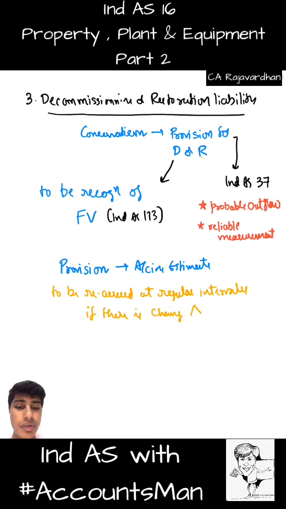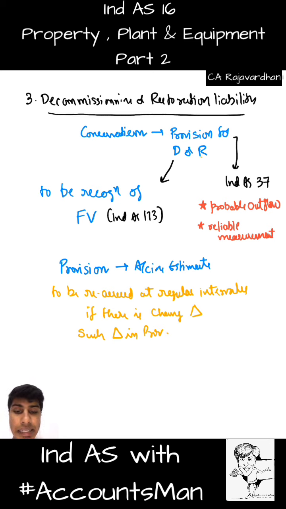And if there is a change, then what do we do? If there is a change, such change in provision needs to be accounted. If my expectation about decommissioning and restoration liabilities has increased, so my provision will increase, so that will lead to an increase in the cost of the asset. If my expected expenditure on decommissioning or restoration decreases, then my provision decreases, my cost of the asset decreases. Such a change is to be effected on the asset.